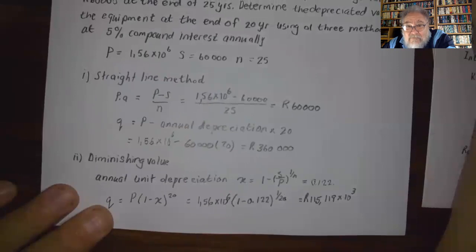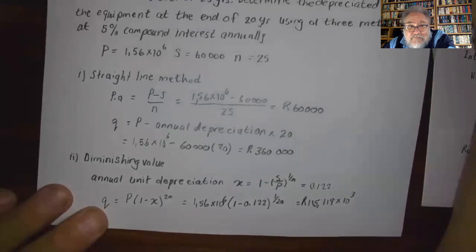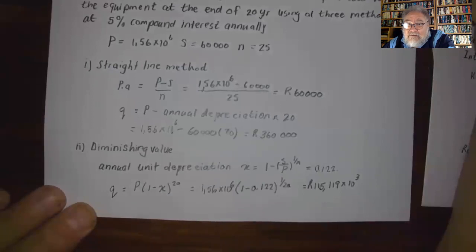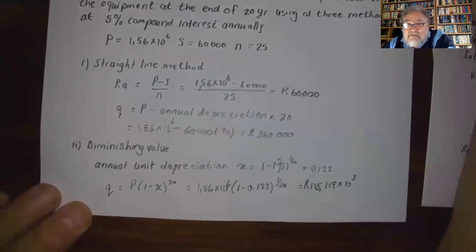Then the diminishing value, annual unit depreciation, X is equal to 1 minus S over P to the power of 1 over N. That gives us 0.122. And therefore Q is equal to P times 1 minus X to the power of 20. That gives us 1.5 times 10 to the power of 6 times 1 minus 0.122 to the power of 1 over 20. That gives us 115,119 Rand.